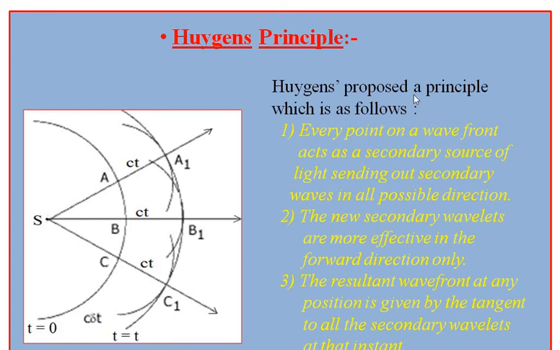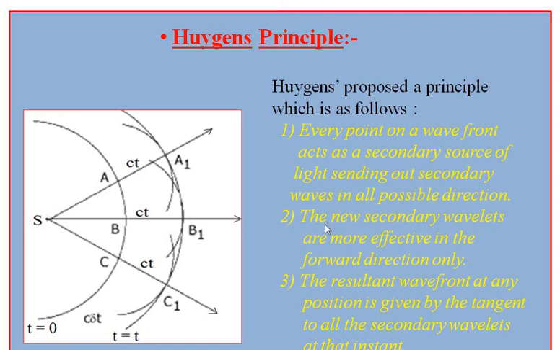Huygens proposed that every point on a wavefront acts as a secondary source of light. A, B, C are points on the wavefront, so point A acts as a secondary source, B acts as a secondary source, and C acts as a secondary source, because these points are on the primary wavefront. They emit secondary waves in all possible directions.